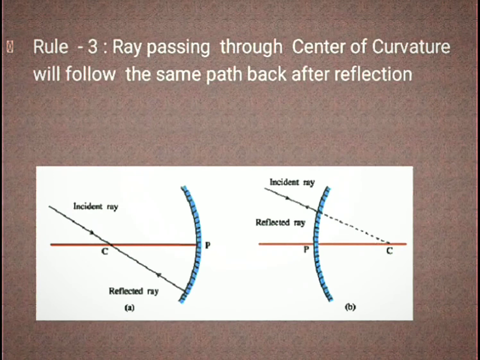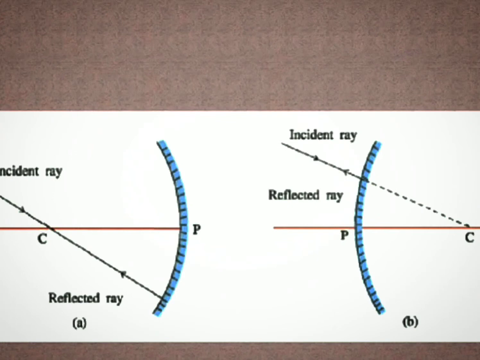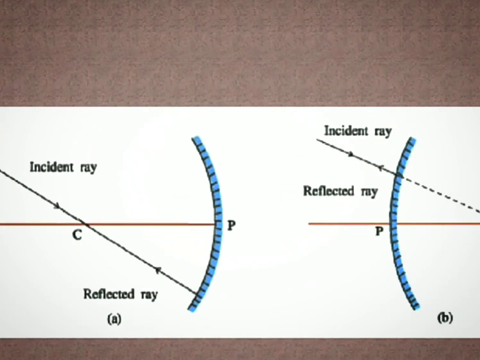Rule number 3. A ray which is passing through center of curvature will follow the same path back after reflection. So again you can see in this diagram, a ray which is passing through center of curvature reflects back again through center of curvature.